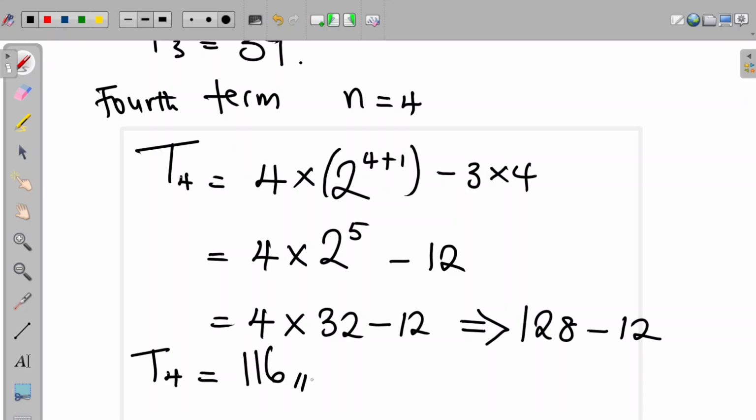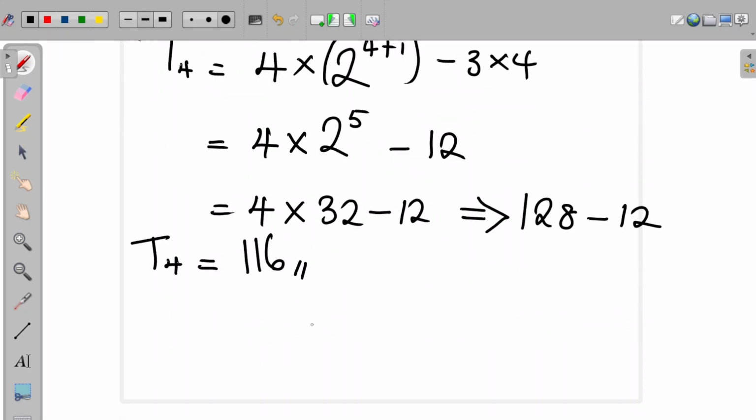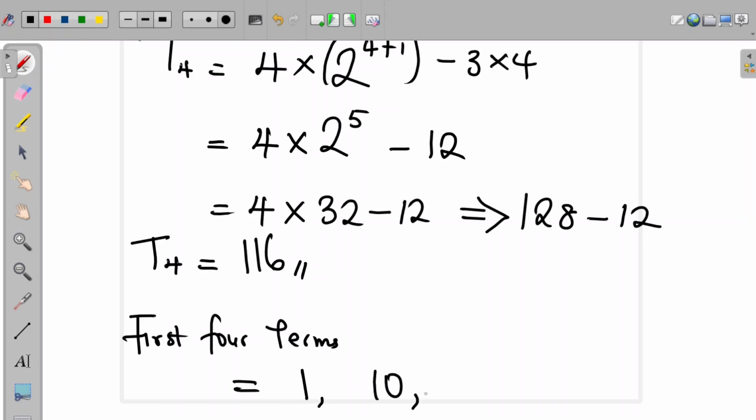So therefore, the first 4 terms of the sequence are 1, 10, 39, and 116.